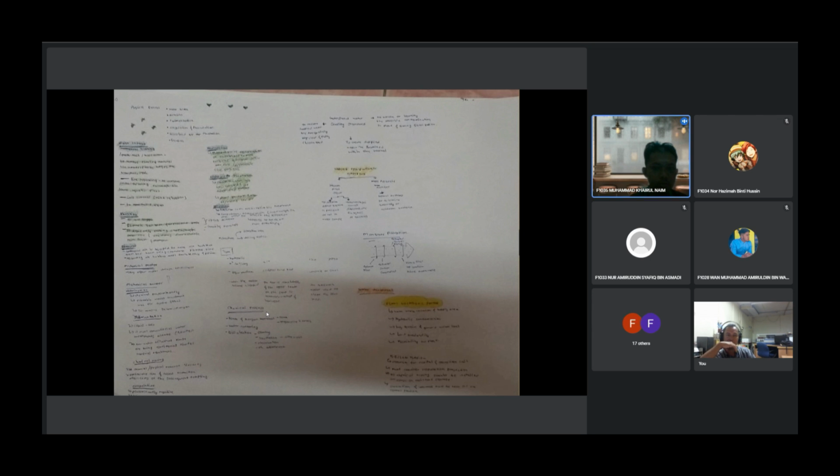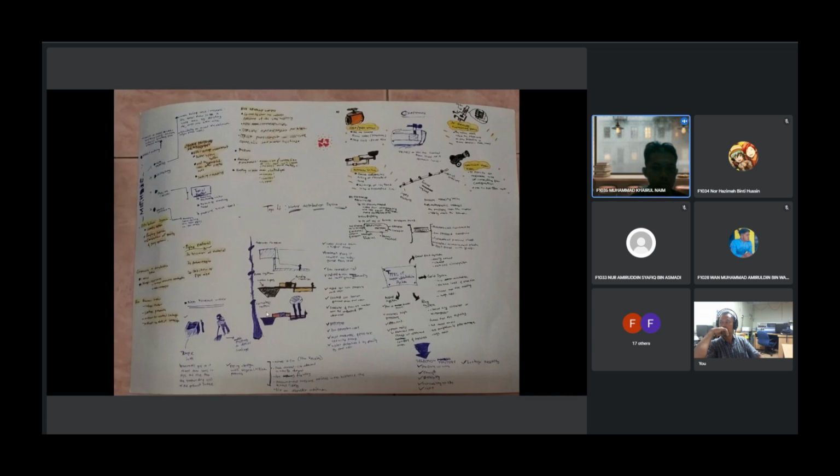In chapter 3, I learned more about the chemical process. And then for the next topic, chapter 4, we can learn about the water distribution system.